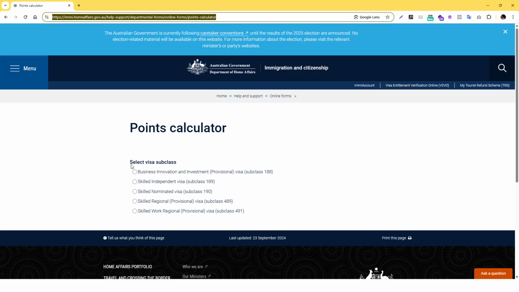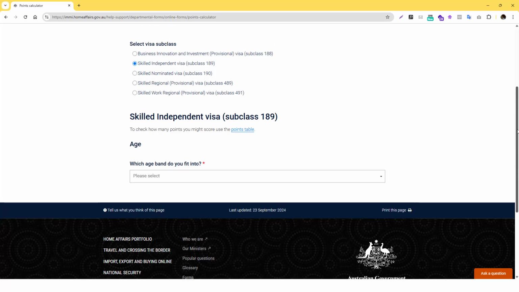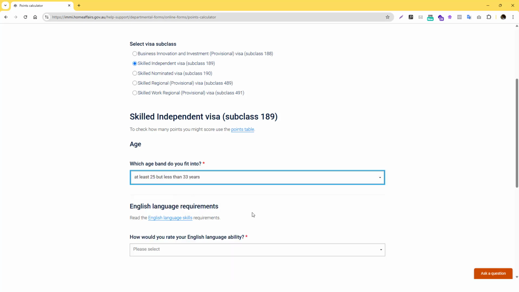Now, let's say you have years of experience and you want to go for the 189 visa. You click on 189, and again, your points are determined. There is definitely a criteria for age. 33 years old is the highest point. They don't even recommend younger talent. So 25 to 33 years old gets the highest score.